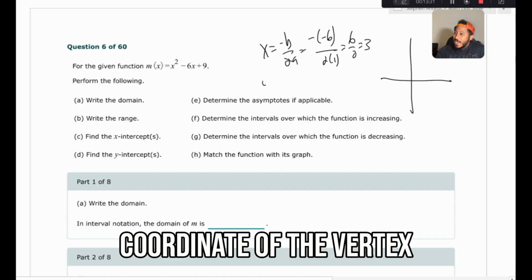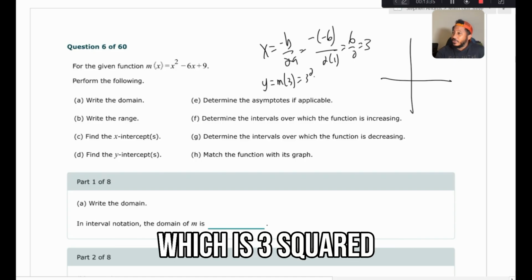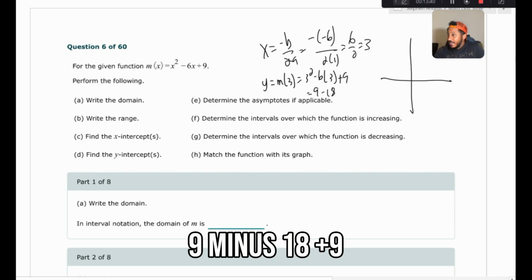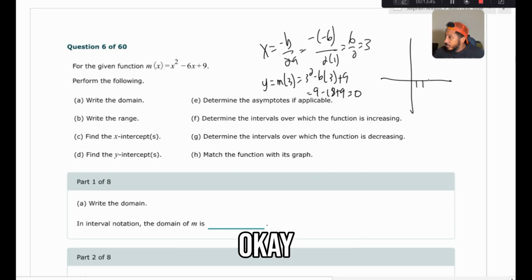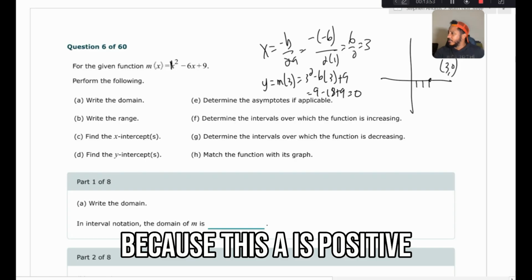Then to find the y-coordinate of the vertex, just plug that back in, right? M of 3, which is 3 squared minus 6 times 3 plus 9. So 9 minus 18 plus 9, which is 0. So 3, 0 is our vertex, okay? 3, 0 is our vertex here. We know it opens up, right? Because this a is positive. And so it looks something like this.